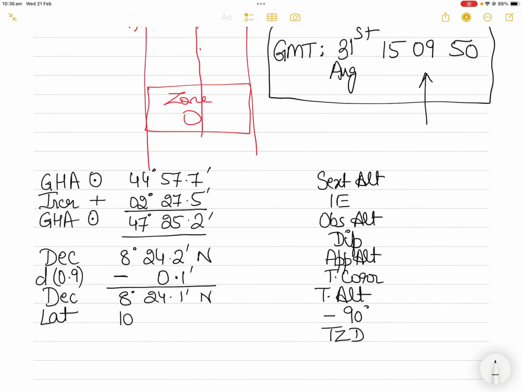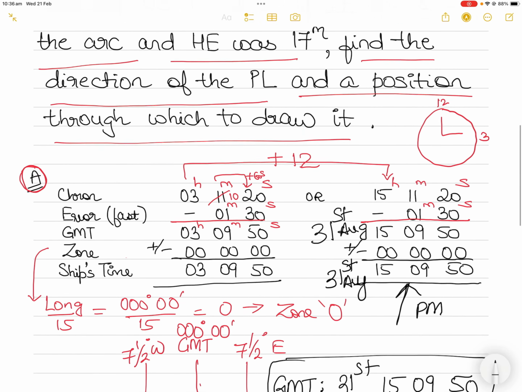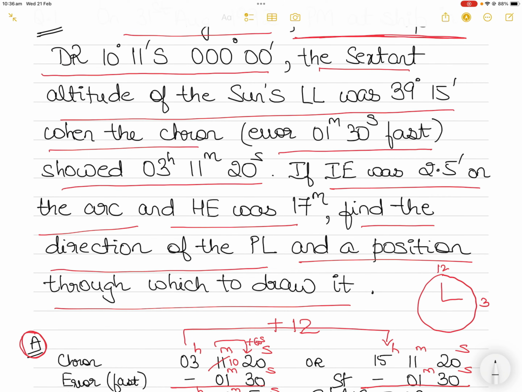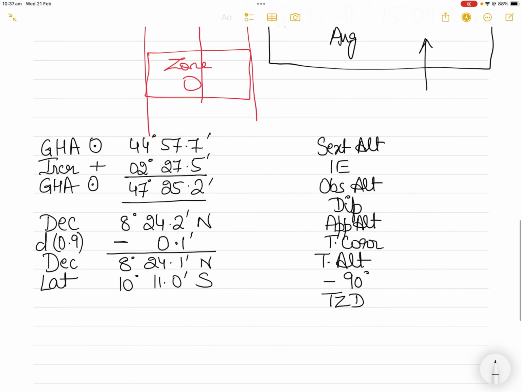All right, the latitude given to you in the question is 10 degrees 11 minutes south. Now the sextant altitude again is given to you in the question. If you go up, you can see the sextant altitude is given to you as 39 degrees 15 minutes. Make a note of the lower limb. This is an important information. So when we apply total correction, sextant altitude is 39 degrees and 15 minutes. Index error is on the arc, given to you again. When it's on the arc, you will subtract it, minus 2.5 minutes. You subtract index error on the arc, you will get 39 degrees 12.5 minutes.